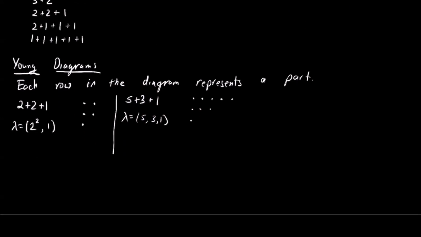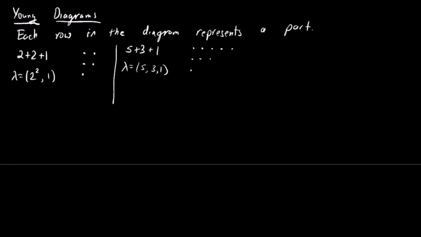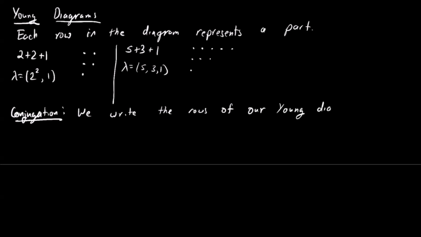One very common operation with partitions is actually the idea of conjugation. So what is conjugation? What we'll do when we conjugate partitions is we write the rows as columns, essentially. So think of this as taking like the transpose of a matrix or something like that. So we write the rows of our diagram, of our Young diagram, as columns.